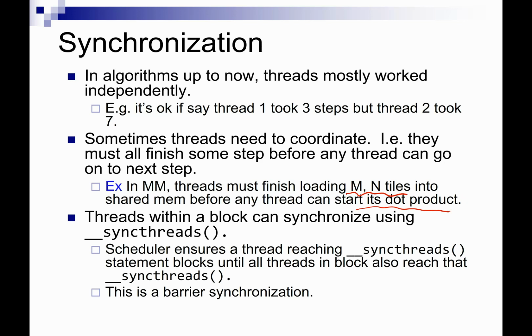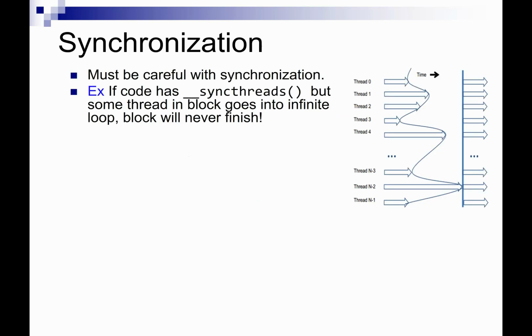And we saw that the way to synchronize within a block is to use this barrier synchronization, which is sync threads. The scheduler for the SM will make sure that all the threads in the block are going to do the barrier where the sync threads occurs. Now there are a few things that you need to be careful about when you use sync threads.